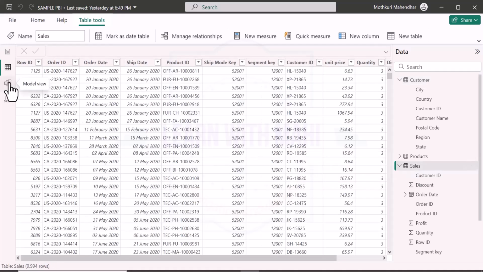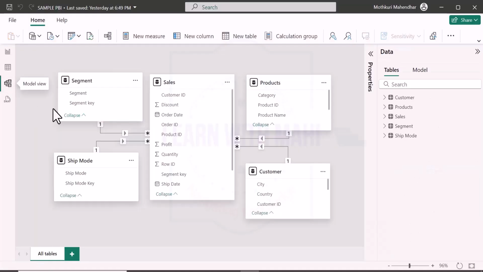With the help of these primary and foreign keys, we can establish relationships between dimensions and fact tables as shown in this model. Having a look at this particular model, we can conclude that sales is the fact table and segment, ship mode, product, and customers are the dimension tables.